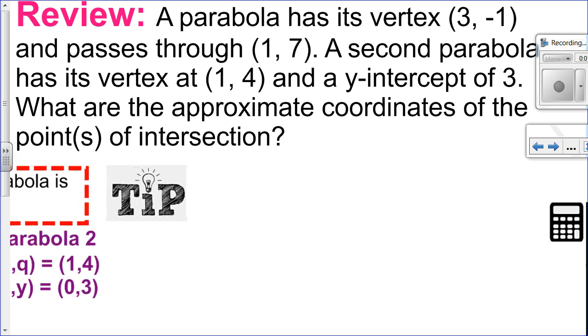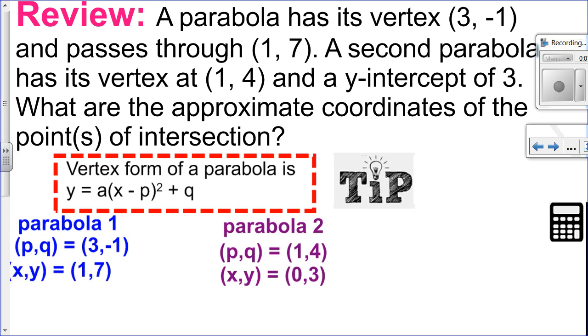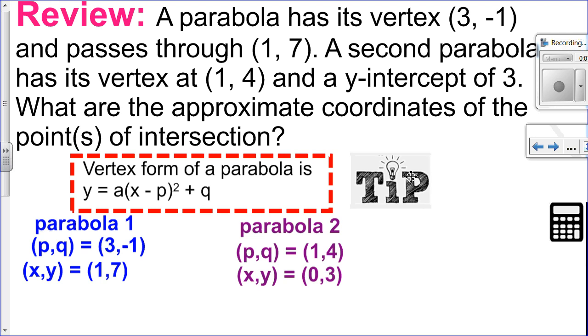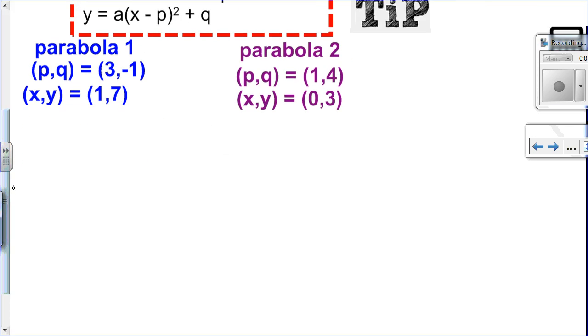So my tip in this question here is to go to vertex form. We're given the vertex and a point that each parabola passes through. So I want to use that to come up with the equation. So in my first parabola, following the vertex form, I will have y equals a(x minus p) squared plus q. I always solve for a.